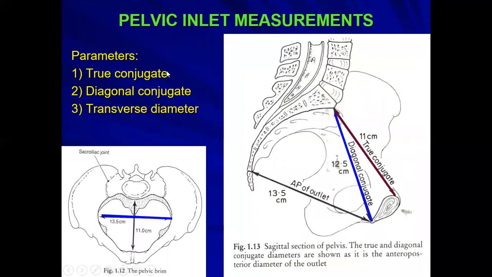Now we're going to proceed with the pelvic inlet measurement. The parameters here are the true conjugate, the diagonal conjugate, and the transverse diameter. This is the true conjugate. This is the diagonal conjugate. And this is the transverse diameter.